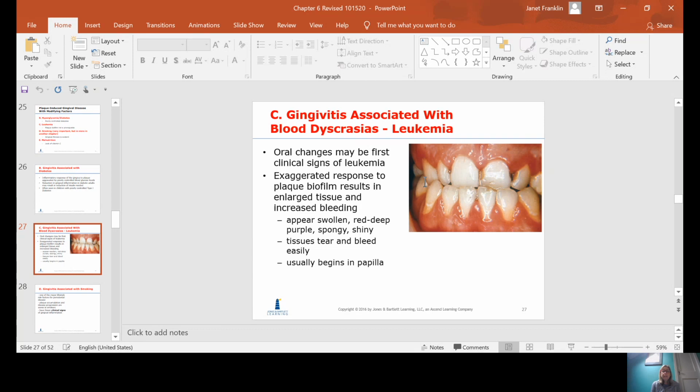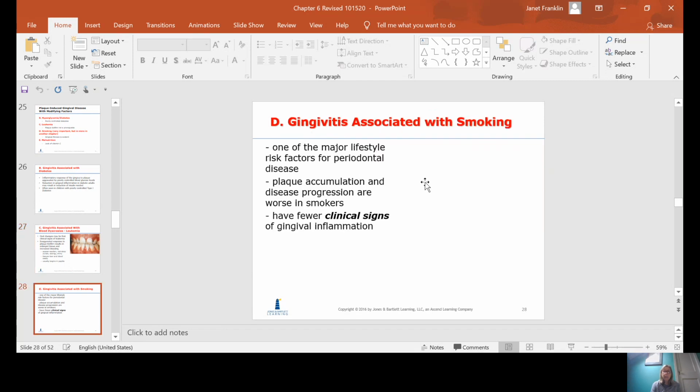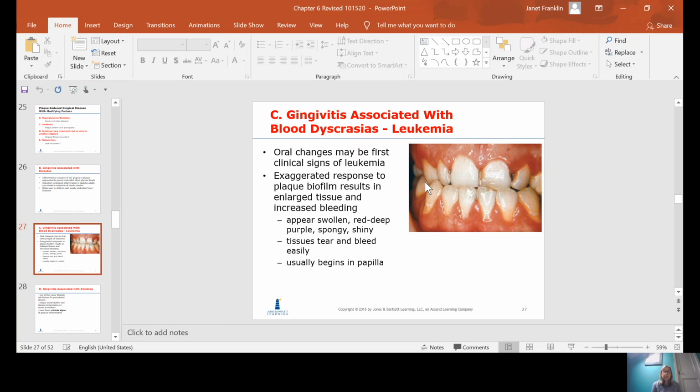Gingivitis associated with blood dyscrasias like leukemia, anemia, those are all considered blood dyscrasias. So you may see clinical signs of leukemia. You may see the clinical signs in their mouth before they know they have leukemia. However, this is what the tissue might look like, but I would not automatically jump to the conclusion if I saw a patient in my office like that that they must have leukemia.